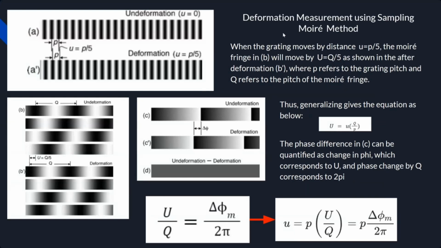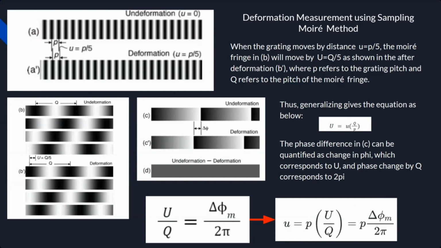Next is the derivation of the deformation measurement using sampling Moiré method. When the grating moves by a distance of u equal p over 5, the Moiré fringe in B will move by u q over 5, as shown in the after deformation B prime, where P refers to the grating pitch and Q refers to the pitch of the Moiré fringe. Thus, generalizing this gives us the equation as below.